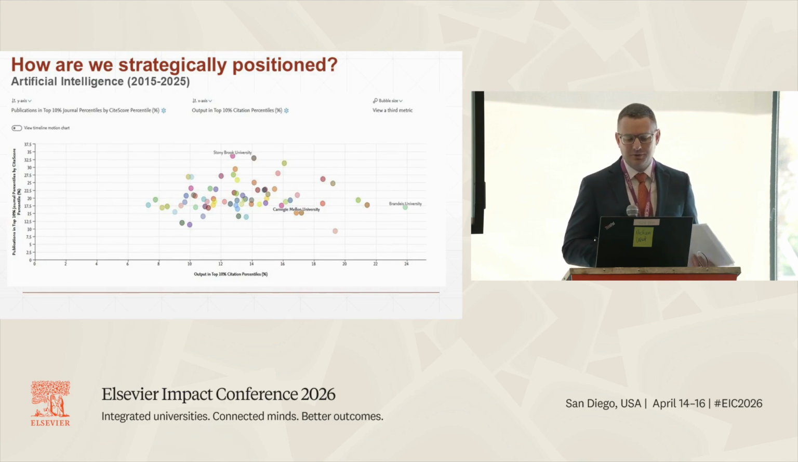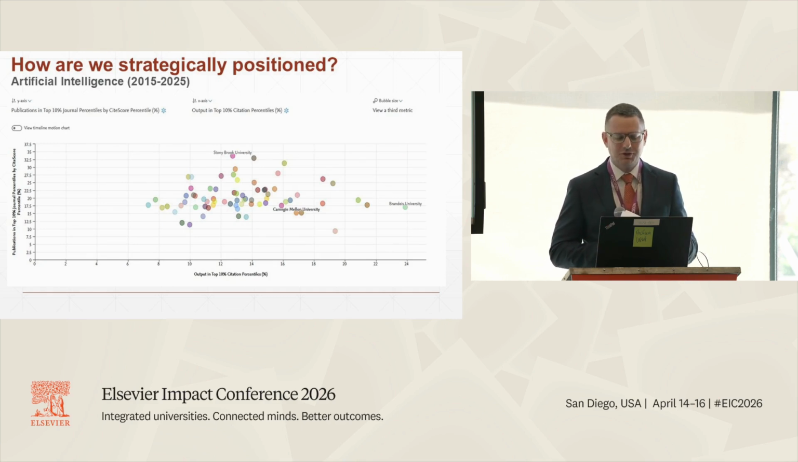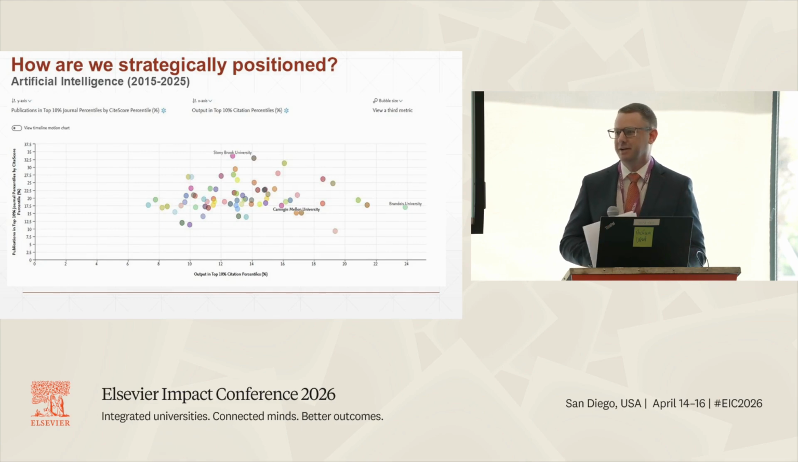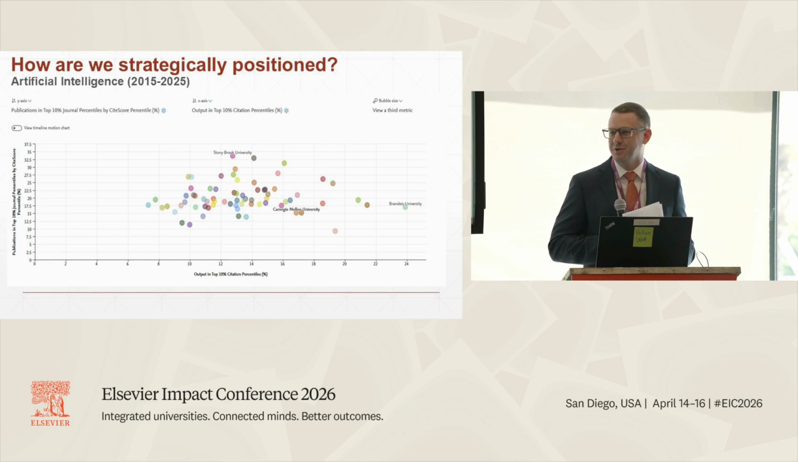So now we're looking at output, but not total scholarly output, just output that was published in the top 10 percentile of journals. And then both the publications and the citations that are in the top 10 percentile too. This gives a very different picture. Now you can see at the very top, Stony Brook University emerges.